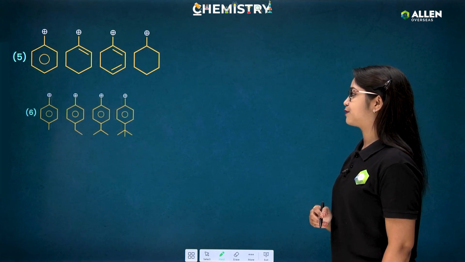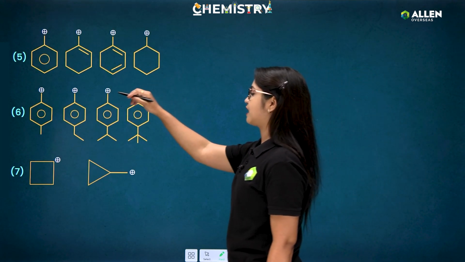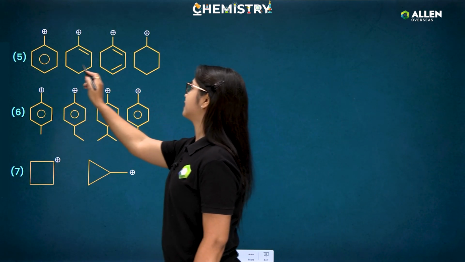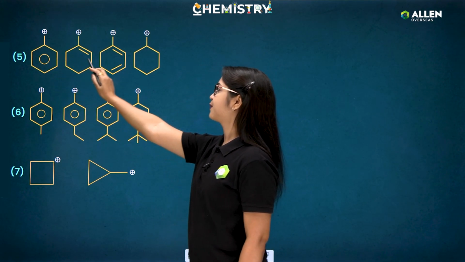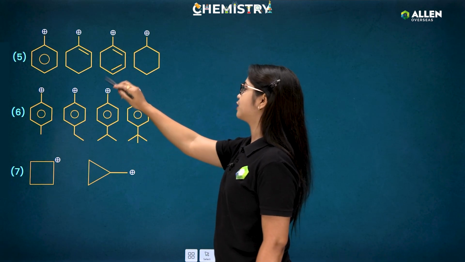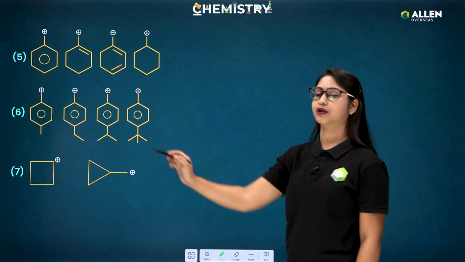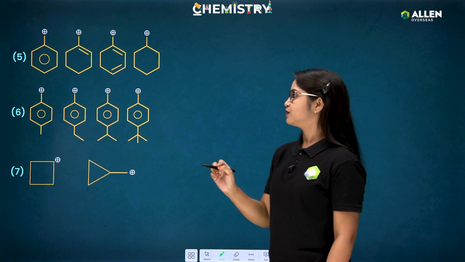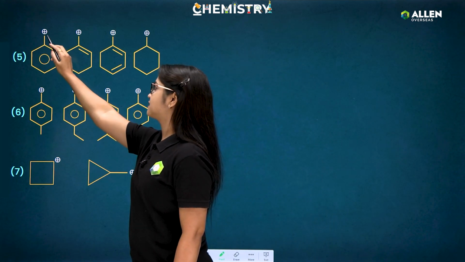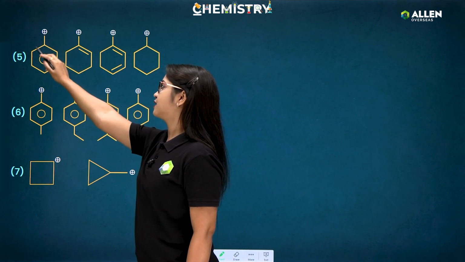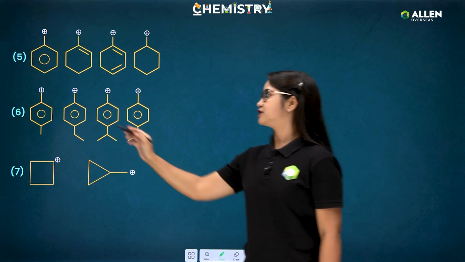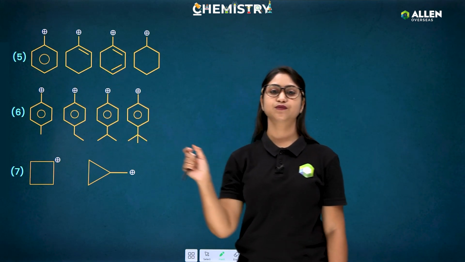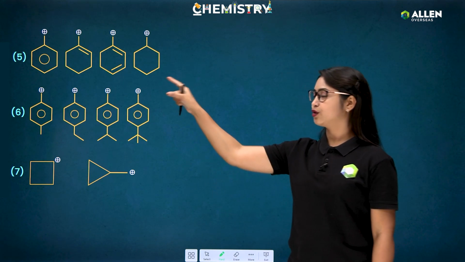Now let's see the next. In the fifth one also you have carbocations. Here you can see that you have this benzene ring, and here you have a double bond. In the third one you have two double bonds, and in the fourth one you don't have any double bond. When the carbocation is present on the carbon attached to the benzene, it is called a benzylic carbocation. So the first one is the benzylic carbocation, that is most stable as compared to all the others.